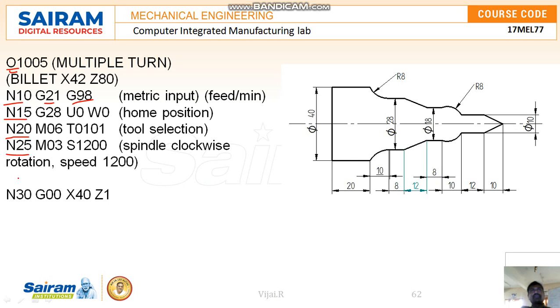So G21 is the metric data input, G98 is feet per minute, and then we have to start from the home position. Already we said our home position will be here. I have to bring it to this position, then we will make the operation. So G28 U0 W0 is the home position. Before starting any program, it should be in the home position. So G28 U0 W0 we are writing over here.